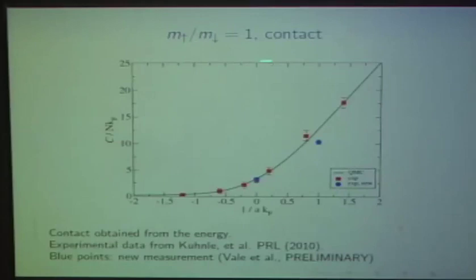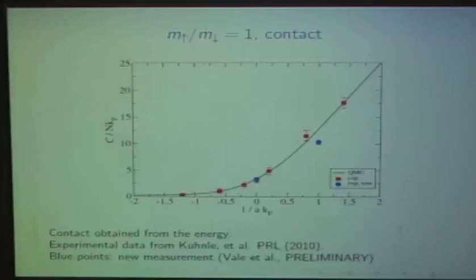And then we computed for equal masses the contact in the BCS-BEC crossover. So the line is the contact obtained by fitting the equation of state using quantum Monte Carlo results. And we also checked that for several points, other quantities are in agreement with the equation of state at different coupling strength.